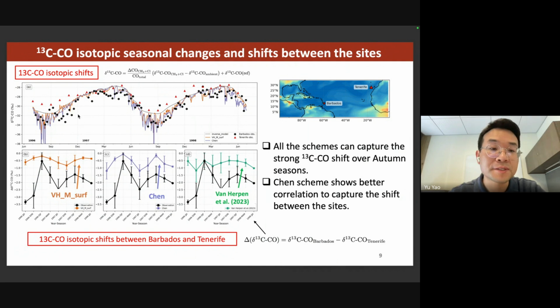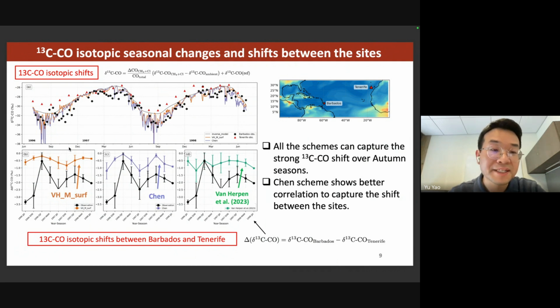So here, this figure shows the model simulated and observed carbon-13 CO over two sites, Barbados and Tenerife. The black dot is for the observation over Barbados, and the red triangle is for the observations over Tenerife. Here, the inverse model results without MDSA are in the gray line, and we can find this inverse model cannot capture the very depleted carbon-13 signals in the summer and autumn seasons in 1997. But if we include the Verhagen Maiden scheme and TEN scheme, these very depleted signals can be well captured.